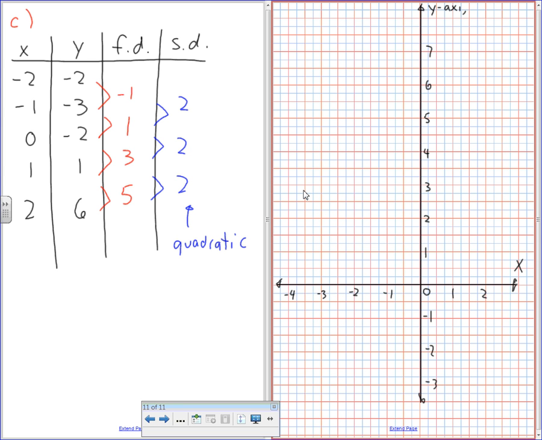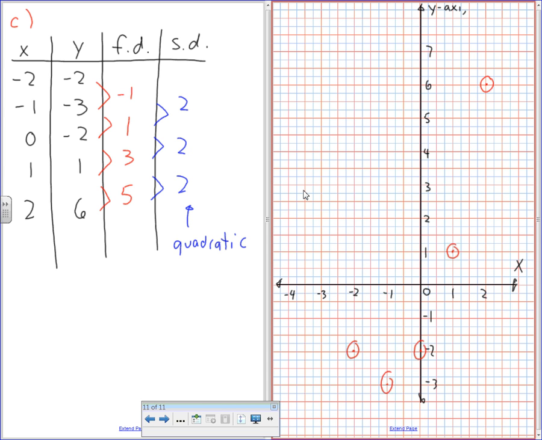Okay, so I'm going to graph my points here. So -2 should be at -2. -1 should be at -3. 0 should be at -2. 1, can I continue, please? 1 should be at 1. And 2 should be at 6.